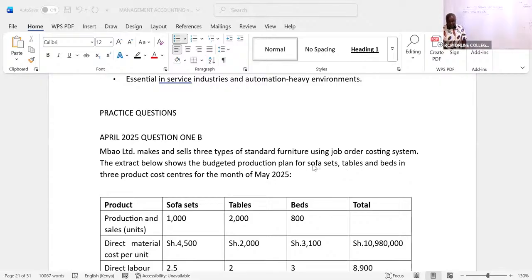So I can see production and the sales. Sofa sets, we produced 1,000. Tables, we produced 2,000. And the beds, we produced 800. And then I can see the direct material cost per unit. I can see the direct labor cost per unit.